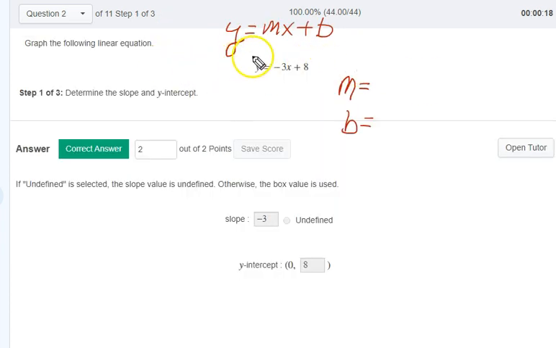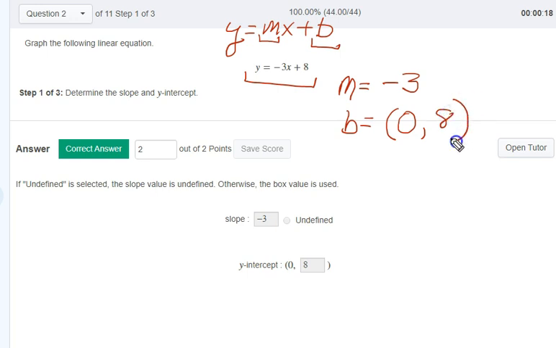Now in this example, we're asked to look at this equation, and we note it's in the y-intercept form. So whatever is in the M position is going to be the slope. So that's a -3. And whatever's in the B position, that's going to be your y-intercept, but they want it as an ordered pair. So that would be (0, 8). Now, they do give it to you in this form, and of course, this is the correct answer.